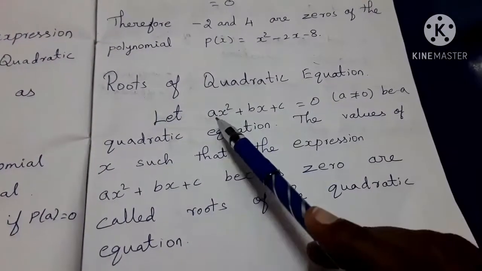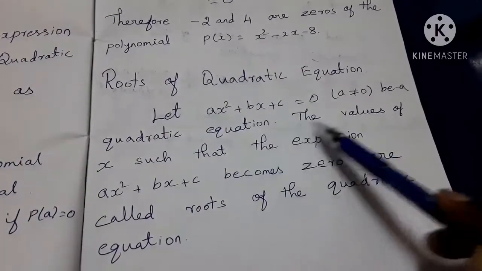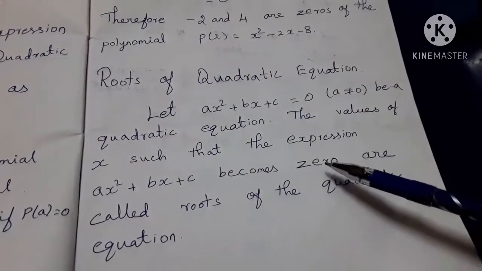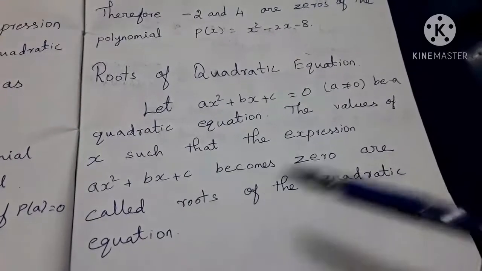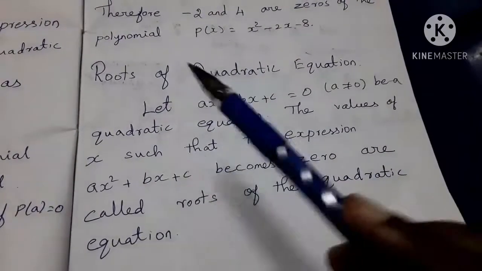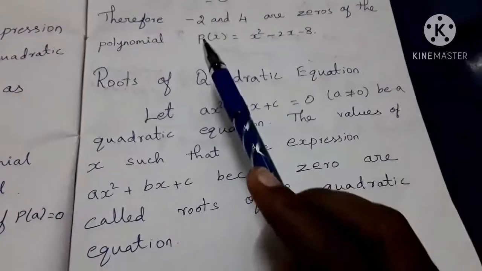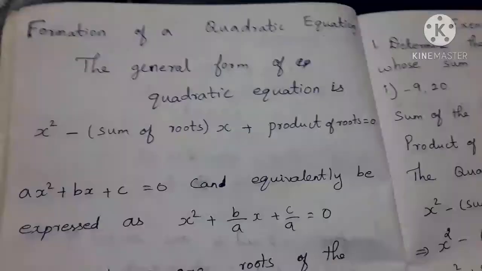That is what I said. Let ax squared plus bx plus c be the quadratic equation. The values of x for which the expression becomes 0 are called the roots of the quadratic equation.